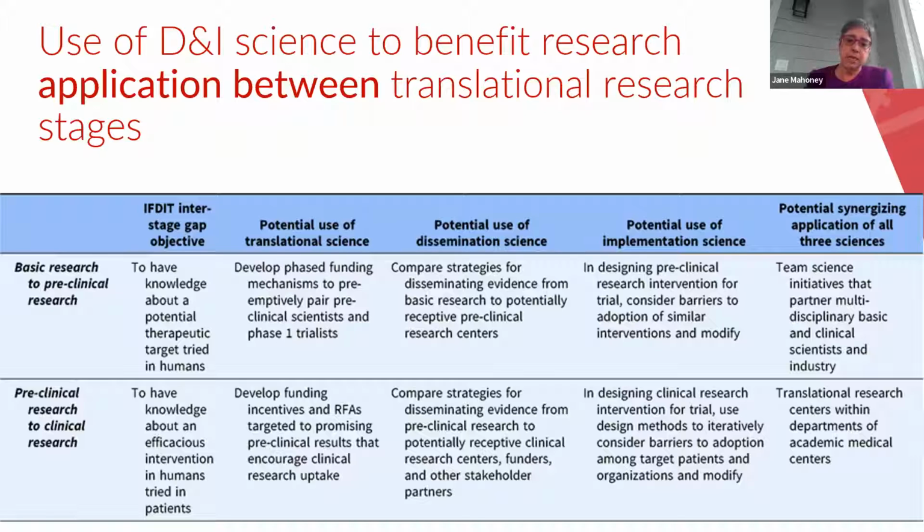If you think about dissemination science, you could compare strategies for disseminating evidence from preclinical to clinical research centers, funders. Again, with that idea of how do we reduce silos to more quickly move research from one phase to another so it can be used at the next phase. Implementation sciences, can we think about design methods to consider barriers to adoption, particularly, for example, with historically underrepresented communities, barriers to recruitment and adoption?